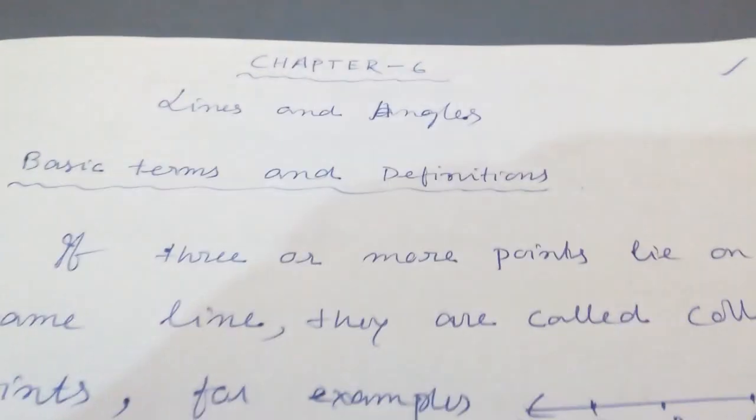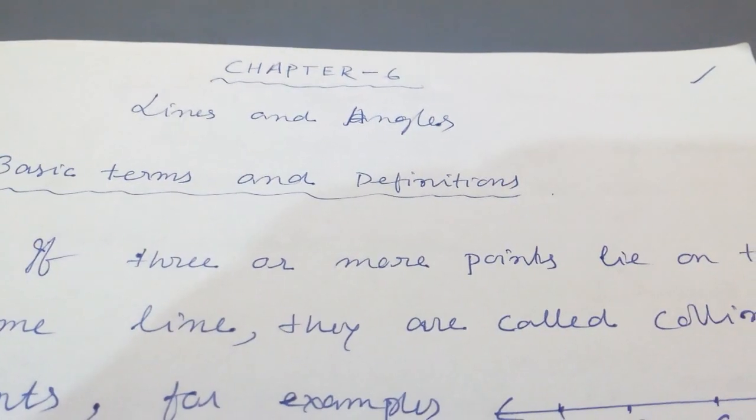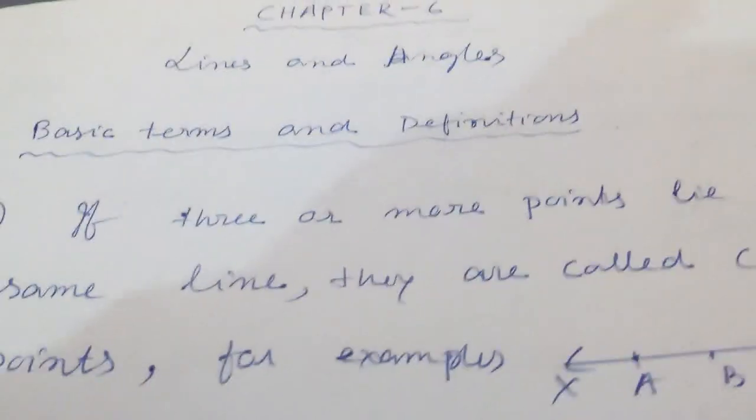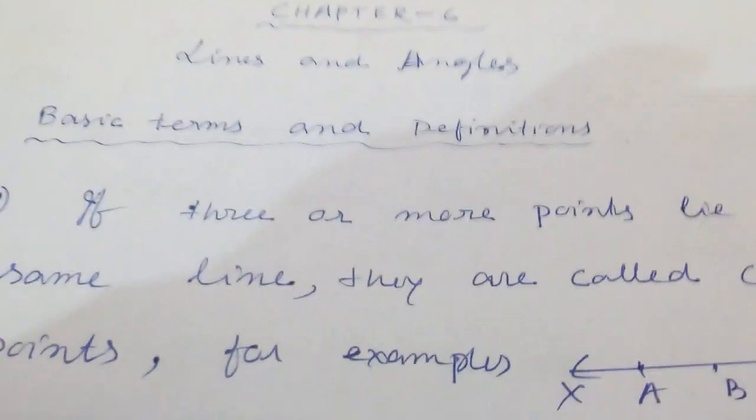Students, today we are discussing chapter 6, lines and angles. There are some basic terms and definitions. At first, collinear points.